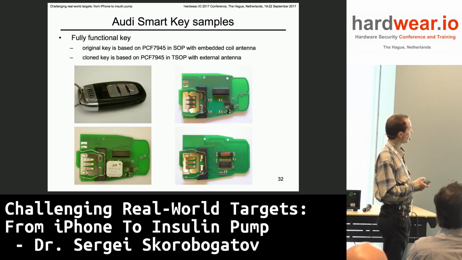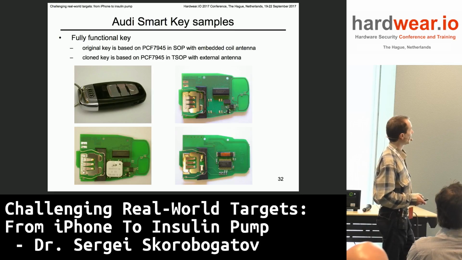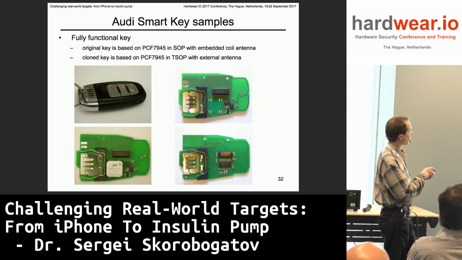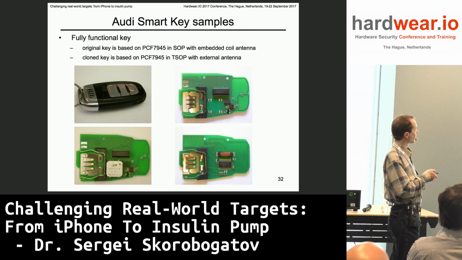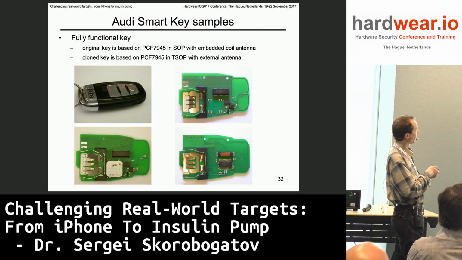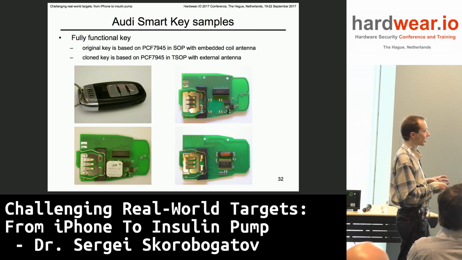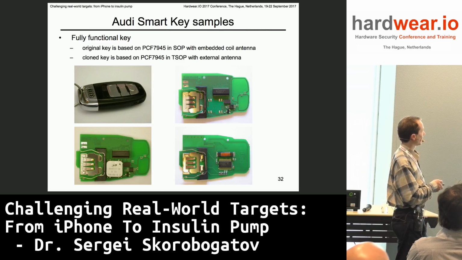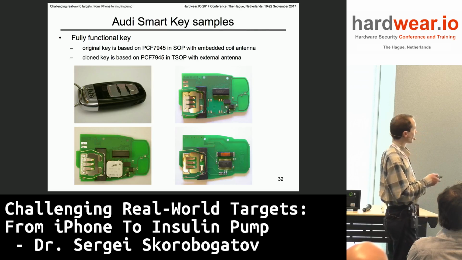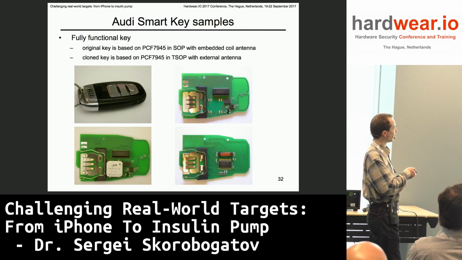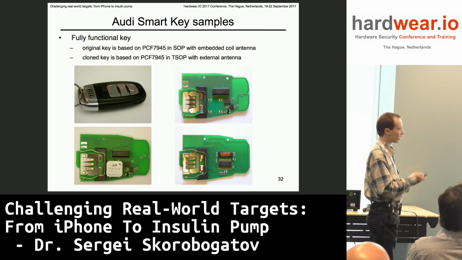Those keys you can easily buy on eBay, and you can open one and look inside. They all have the same chip, also in different packages. You can see that the original package has the antenna incorporated inside. It's quite thick, but if you buy the key from China, you will get a cloned key with the same chip in a thin package and the antenna next to it, but they all work the same.